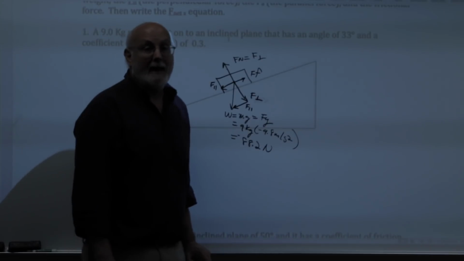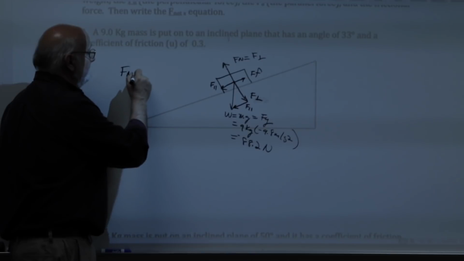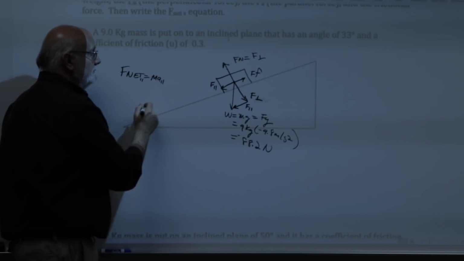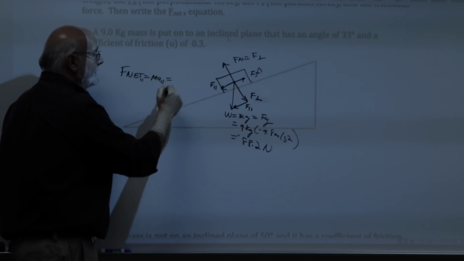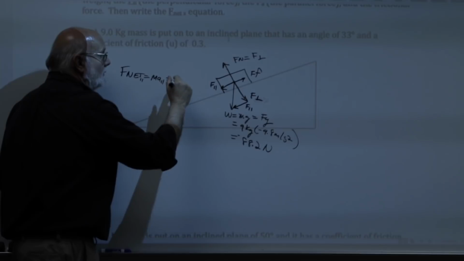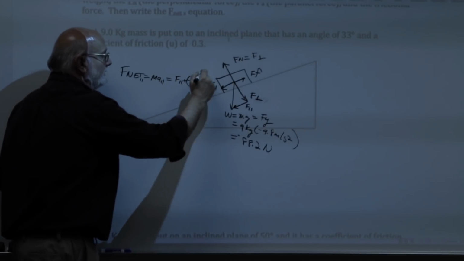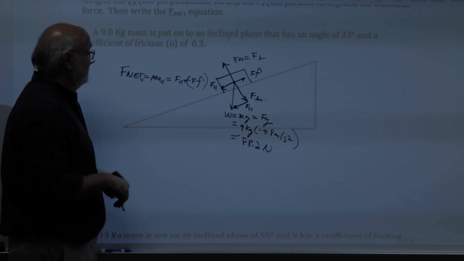All right, now we're back. Let's see if we got this correct. F-net, and this is parallel, is m a parallel, because all net forces, second law, m a, and they go parallel. What do you have? Well, we've got the F parallel plus the frictional force. And it's going to go in a negative direction because it's going away from the motion.